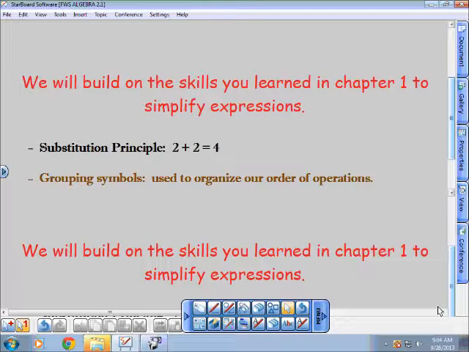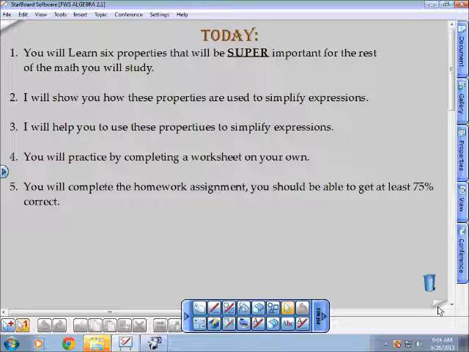You had those from Chapter 1, right? Okay, so today we're going to learn 6 new properties that are going to be super important for math. So today we're going to start the properties that you're going to use for the rest of this year, and then you're going to use them again next year in geometry, and then you're going to use them 2 years from now in Algebra 2, and then hopefully if you go on, you're going to continue to use these.